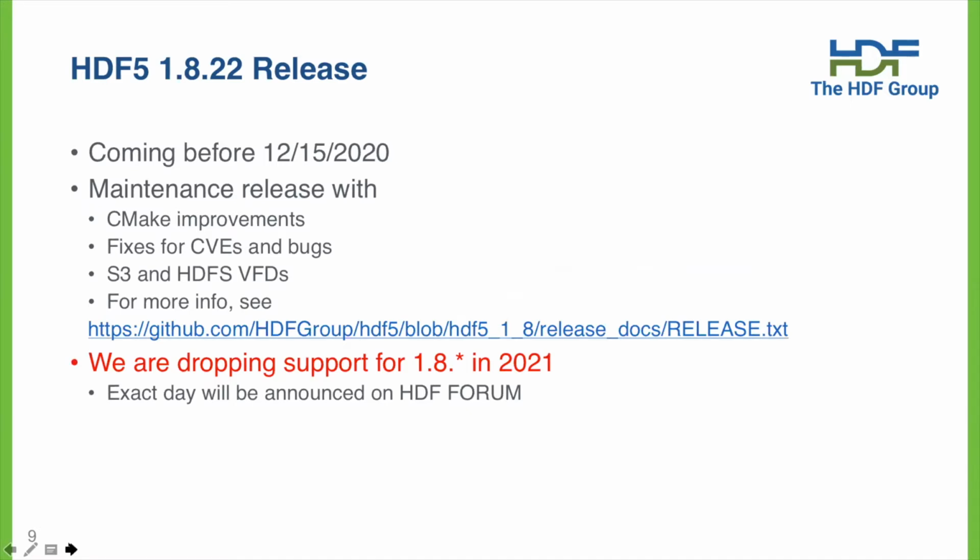A very quick word about 1.8.22. We are committed to releasing another version of 1.8 just to keep up with compilers and operating systems. There will be some improvements to CMake, CVS, and some bug fixes. And if you want to learn more, just go to the release file on GitHub, and you can see what features will be there. Announcement: we will be dropping 1.8 in 2021. If it takes us longer than mid-2021 to fix the performance gap, we probably will come out with another release once again to keep up with compiler updates and operating systems. The exact day will be announced on the forum.